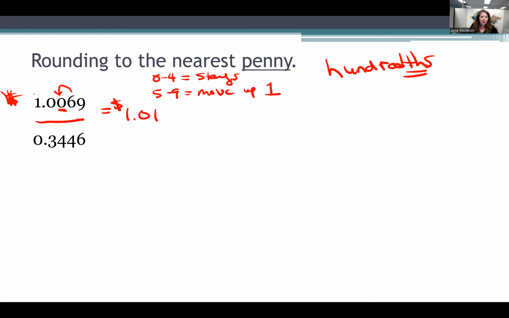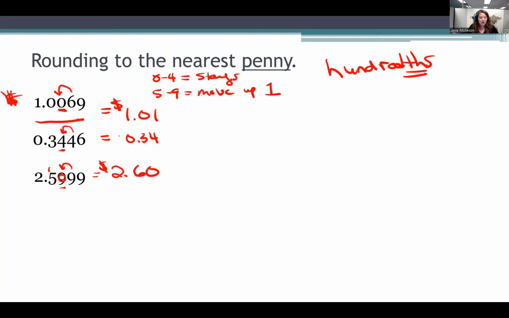$1.01. What about this? What would this money be? Well, we're rounding to the hundredths place. This number to the right of it is below 5, so it stays the same. This would be 34 cents. What about this? We're going to round this 9. Well, this 9 turns into a 10. Obviously, I can't write a 10. I have to write a 0, plus I have to carry the 1. So 2.5999 would round to $2.60.